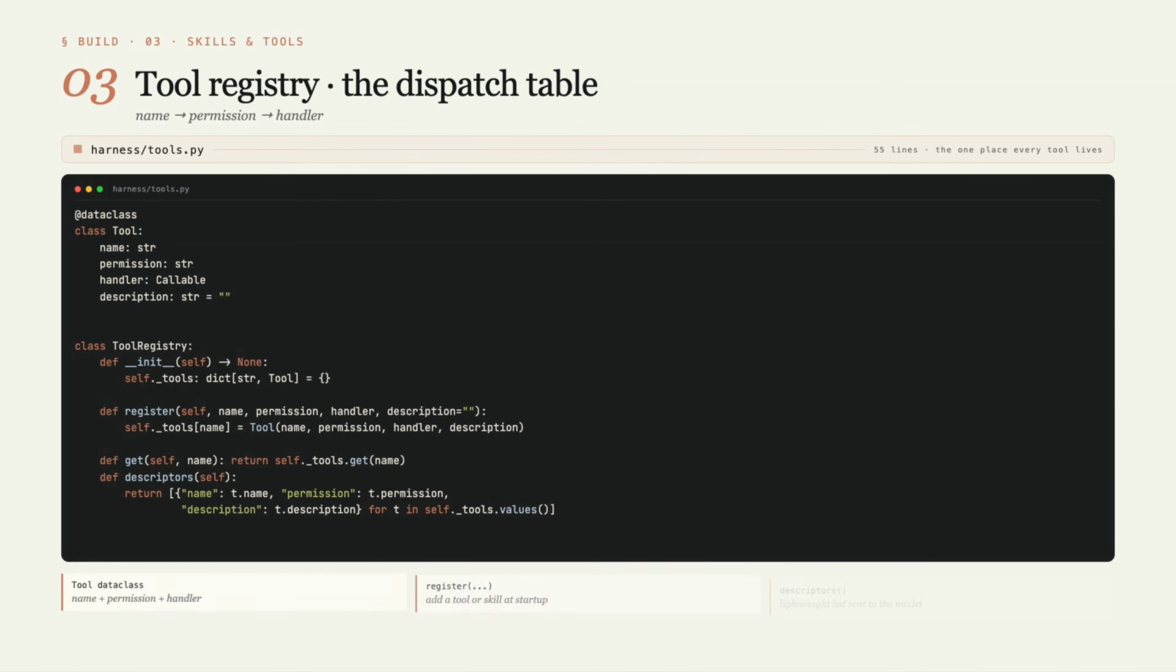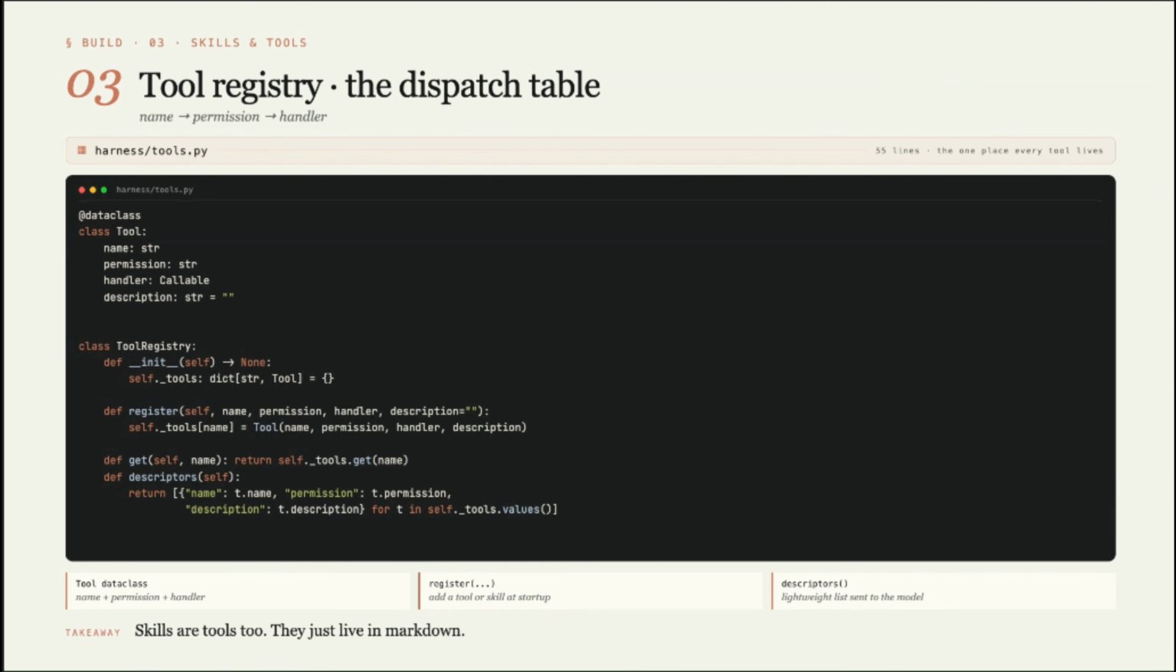Okay, this code implements a simple tool and skills registry. Every tool in the harness is described by a small data class: a name, what type of permissions it's going to have, a handler function, and a one-line description. The registry is just a dictionary that maps the tool name to that record.